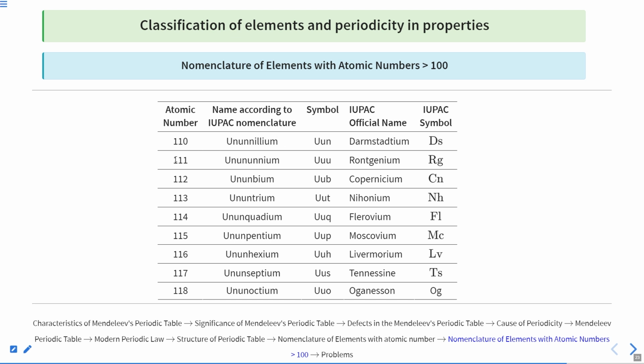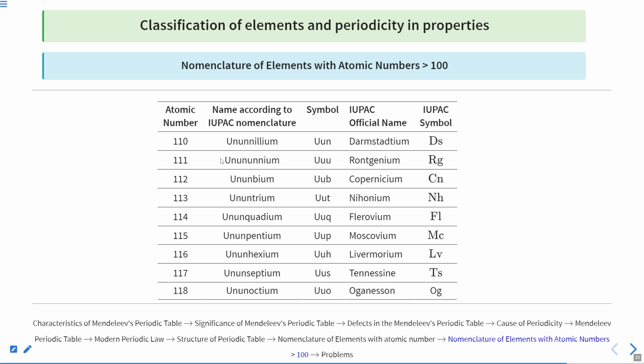What about 111? Triple 1, so 3 un will be written: unununium. What about 112? So un for 1, un for 1, and then bium. Then this one, ununtrium. This will have ununquadium. This will have ununpentium. This will have ununhexium, ununseptium, and ununoctium.